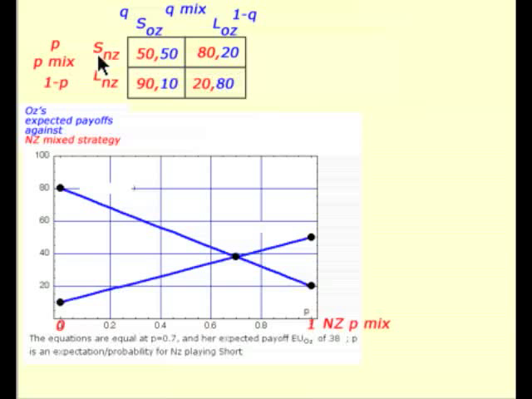Okay, so the other guy's thinking, what chance is it that New Zealand's going to go short or long? That's what the P-mix is. Okay, what is Australia going to believe? So this P is simultaneously New Zealand's choice and Australia's belief.